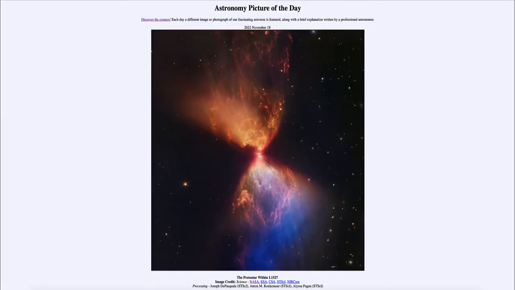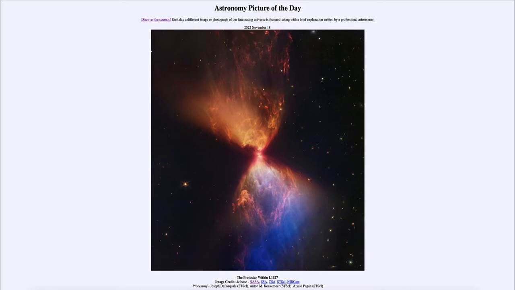One of the things that I like to do in each of my introductory astronomy classes is to begin the class with the astronomy picture of the day from the NASA website that is apod.nasa.gov/apod. And today's picture for November 18th of 2022, well, it is titled The Protostar Within L1527. So what do we see here?